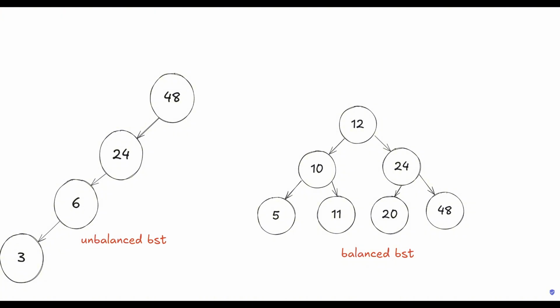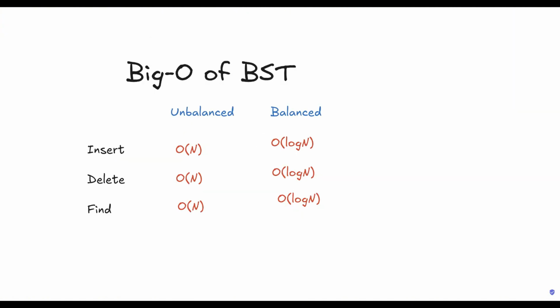Usually in a BST, after we insert or delete a node, we want to rebalance the BST. We'll talk about this later. There is some interview question about this as well. For all of them, insert, delete, and find, the unbalanced situation is O(n), so it's linear. For balanced ones, it's O(log n), which is much better in this case.